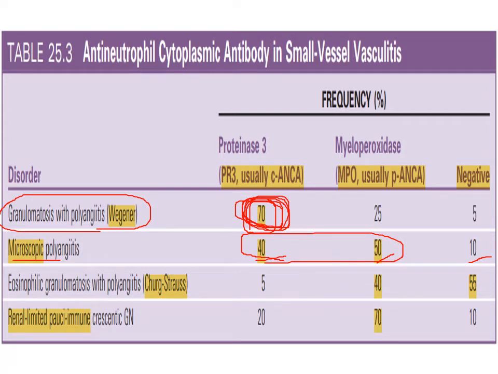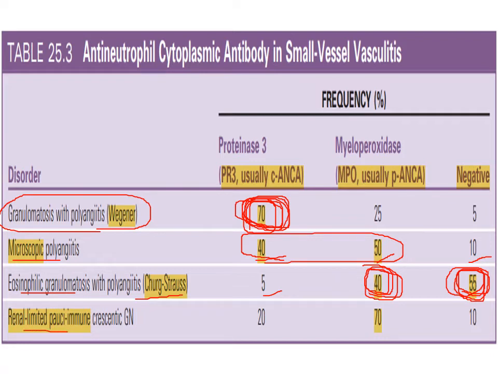What about the Churg-Strauss or the eosinophilic granulomatosis? It is mainly B ANCA. It is very rare to find Churg-Strauss with C ANCA. Very, very rare. It is mainly B ANCA, or a very high percentage, 55% of patients, will be ANCA negative. And take care that the most common type of vasculitis to be ANCA negative is Churg-Strauss in 50% of patients.